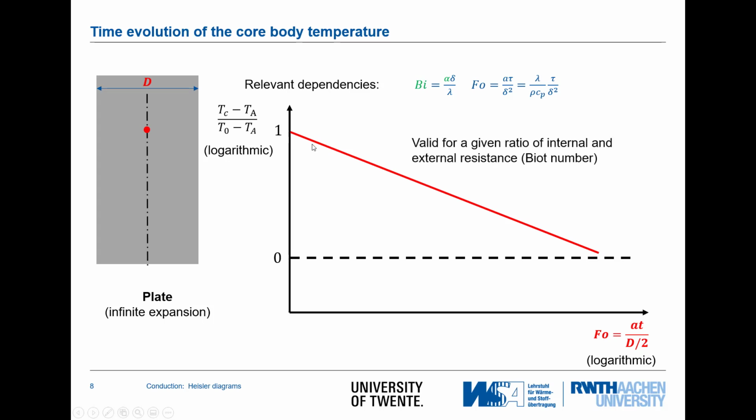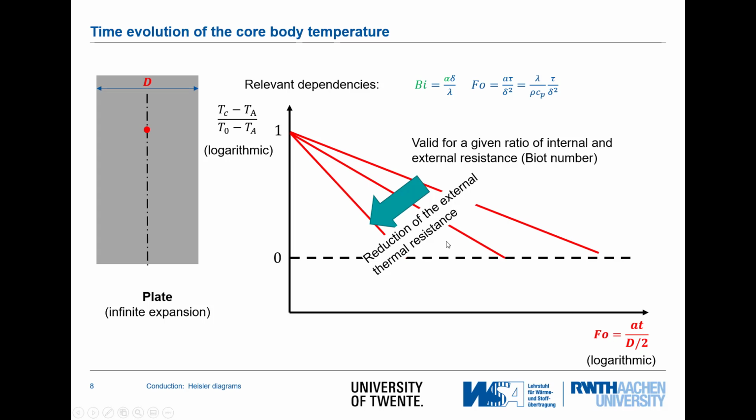This line is now valid for a very specific ratio of the internal and external resistance. So it's valid only for one Biot number. If we have another Biot number, we will of course start with the same value of 1, but we will approach the value of 0 much faster. So if we reduce the external resistance, the process speeds up, and as such here we see that the chart of curves goes towards a steeper slope.